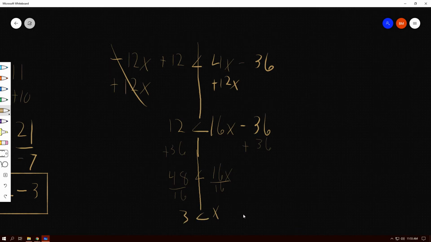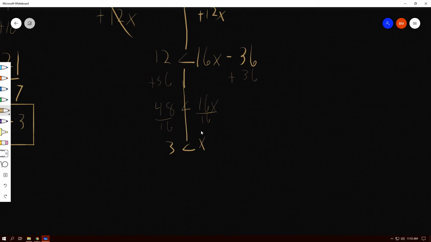Now, it's kind of weird that the x is on the right instead of the left, right? And that's because we moved that negative 12 over, right? And that's okay. So we have 3 is less than x. What I can do is rewrite this inequality from right to left. So I have x, and we notice how the alligator's mouth is opening up towards the x. So I'm going to make sure it stays that way when I rewrite it. So now it's x is greater than 3.